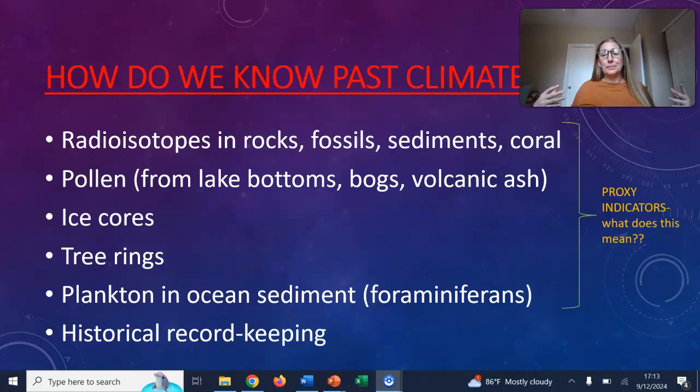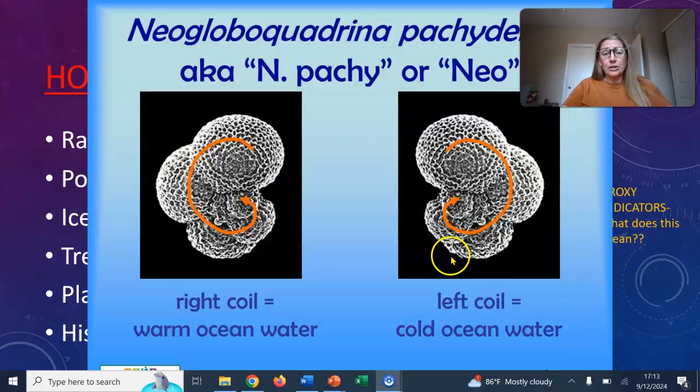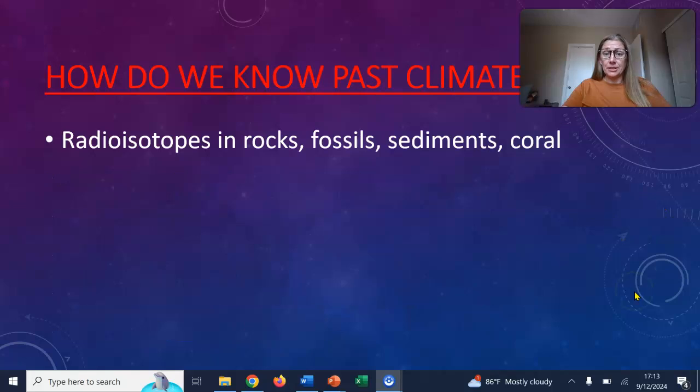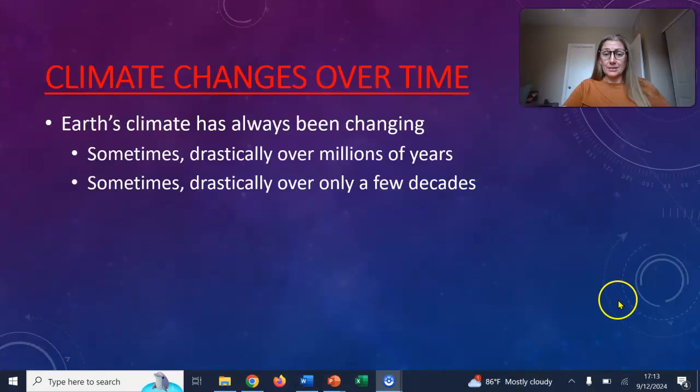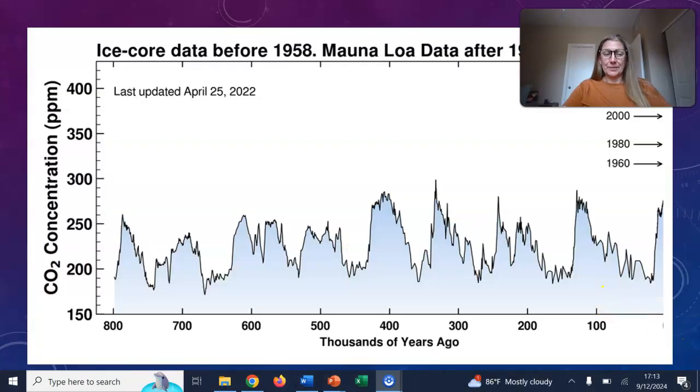And again, proxy means approximation. These are telling us a story about what the climate was like, because again, we didn't have any humans around hundreds of thousands of years ago. So we have to use these proxy indicators to figure out what the climate was like. And that's how we are able to build a graph that looks like this.